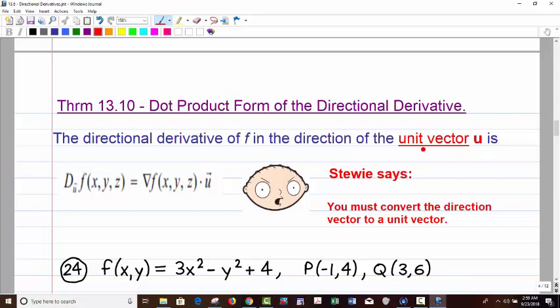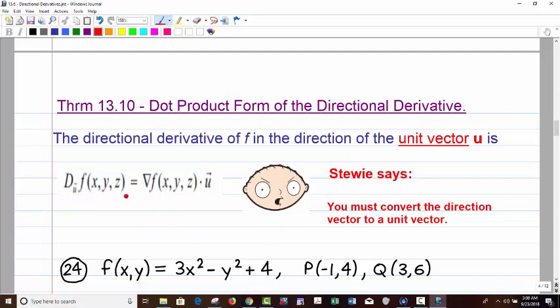Now, unit vector, this is going to be very, very important. You'll watch when I do these. In fact, Stewie's telling you here that your direction vector, if it's not already a unit vector, which it won't be most of the time, you must convert it to a unit vector. When we did cosine and sine earlier, that was a unit vector because the values were based off the unit circle. But here, not so much. If you do not convert it to a unit vector, you'll get the wrong computational answer.